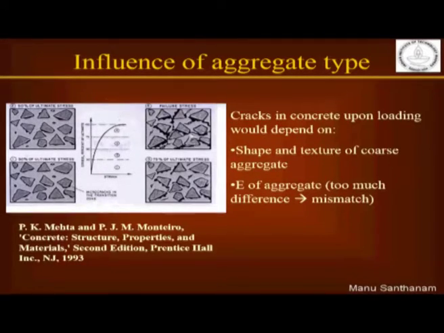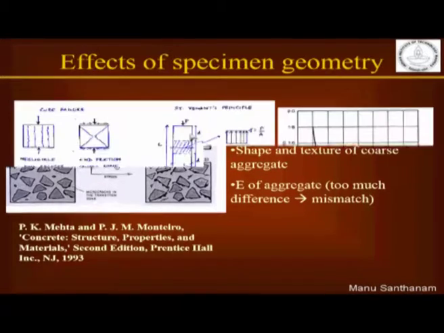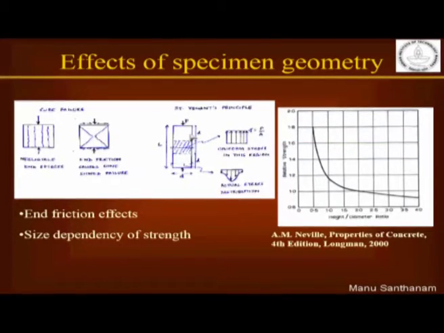I have used the same concrete, filled it up in a cube and a cylinder, but when I test it at the same age, I end up getting a different strength. Now, why is this happening? To understand this, we need to go back to something that you might have learnt in basic mechanics. Okay, there is something called the Saint-Venant's principle. Okay, Saint-Venant's principle.